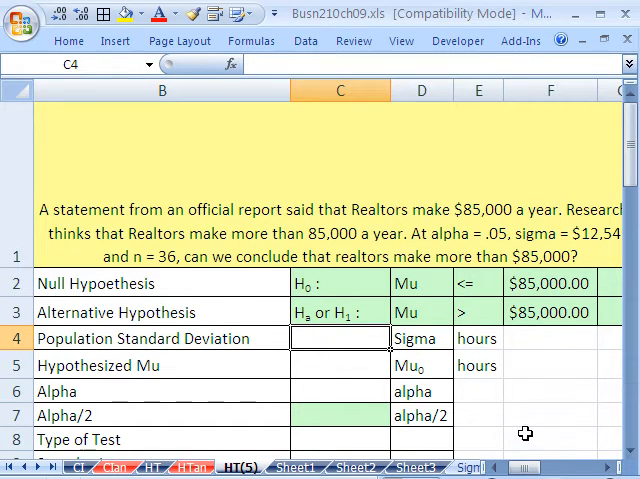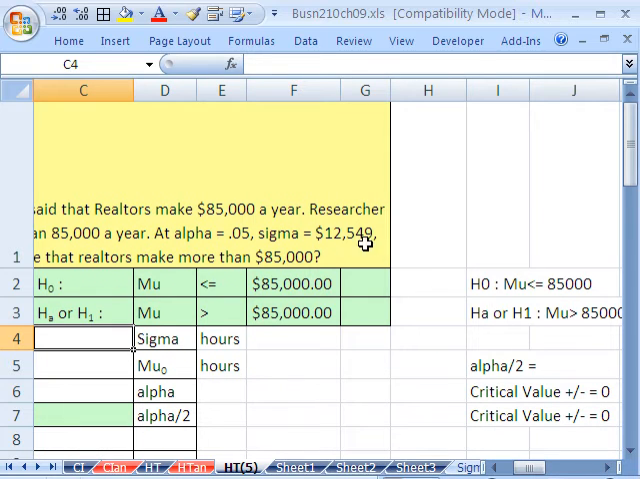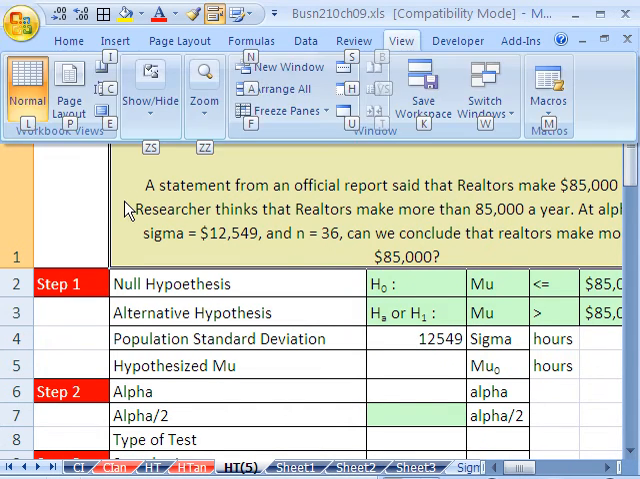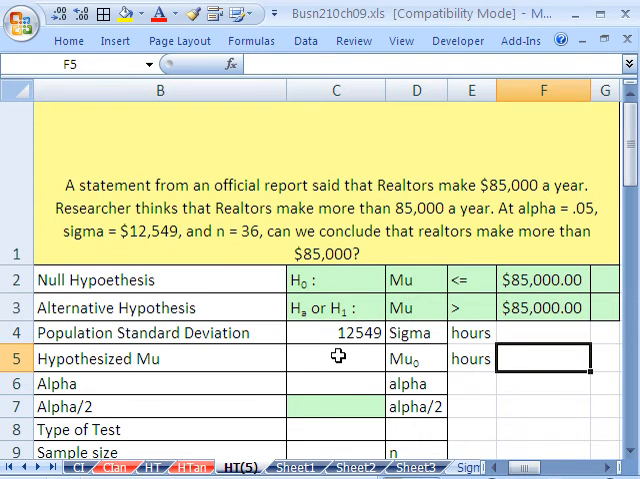Now, we were given a standard deviation of 12,549. Let's see if I can make this the right size here. OK, and the hypothesized mu, that's mu sub 0, that's our 85,000 here. And it came from some official report. And since it's an official report, we're going to assume that that is the population mean, the hypothesized mu. Now, alpha, we're told that it was 0.05.